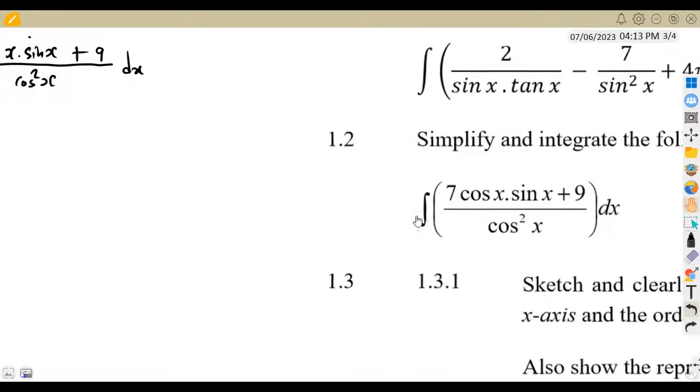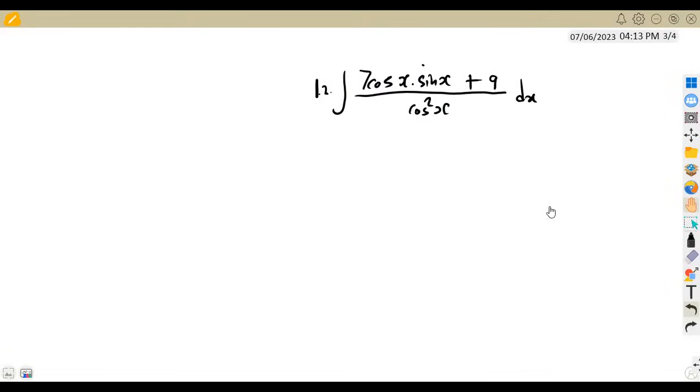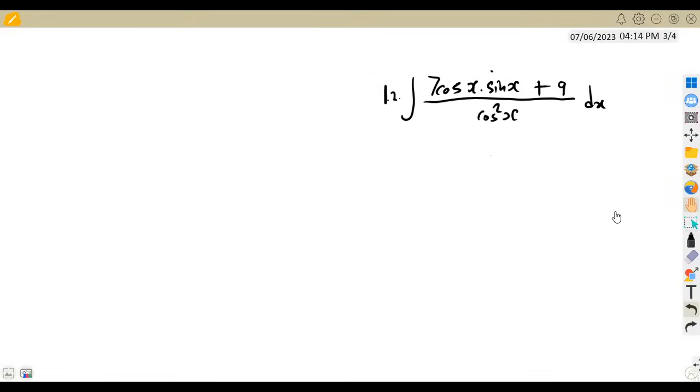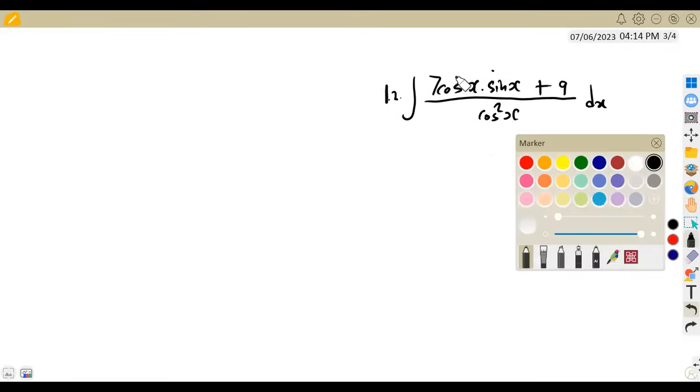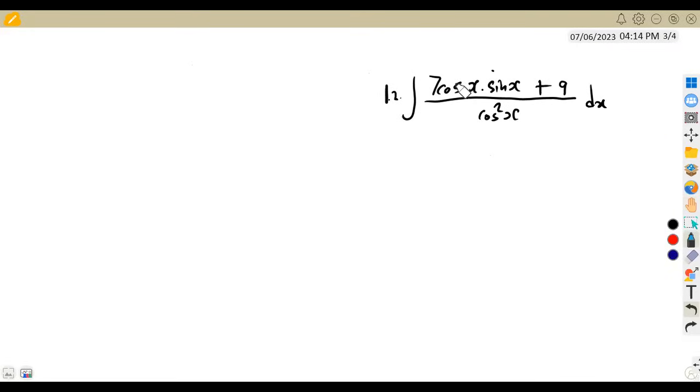If you check, if you're using the question paper directly, you see that the memo has a wrong presentation where they use this as cos squared. This is cos x, not cos squared. This is the one that has cos squared. All right, so this is the trig that you are supposed to work with for us to integrate.